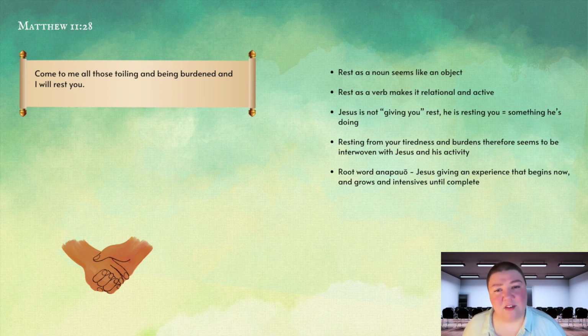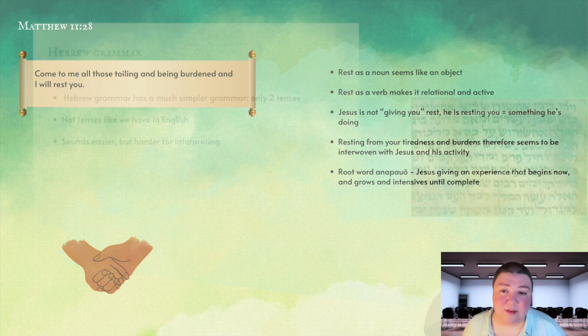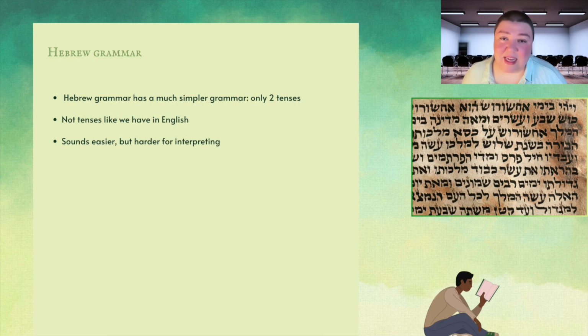So that is just a small example of how Greek grammar guides us to understanding the text better. Now, in contrast, the Hebrew grammar is very different. Hebrew has a much simpler grammar, which may initially sound fun for those who don't like learning grammar, but when interpreting can pose quite a challenge. Hebrew only has two tenses, and they're not even tenses as we think of tenses in English.